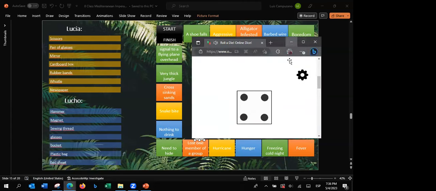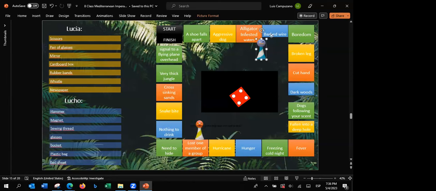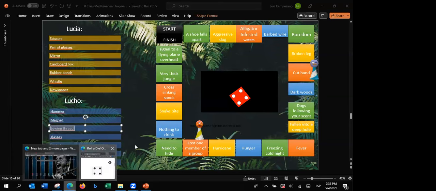Let's go to my turn. Let's see. I got four. 1, 2, 3, 4. I cut my hand. A cut hand here. And in this case, again, I would use the sewing thread to put some stitches on my hand. I would use the sewing thread for stitches. Your turn, Lucy. Let's see what you get.